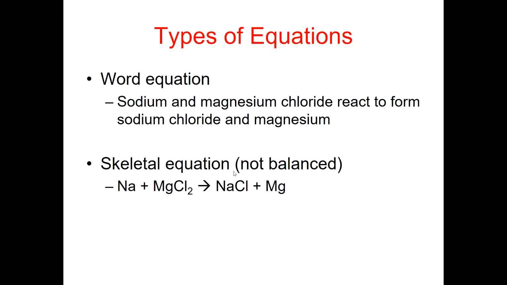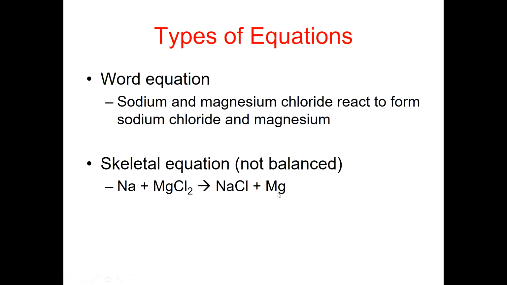You need to crisscross your charges. So magnesium is +2, chloride is -1, so I cross my 2 here. And then where it says reacts to form, that's where you're going to put your arrow. And on the product side, you have sodium chloride, NaCl, +1, -1, those cancel out. And is your plus sign, magnesium metal.